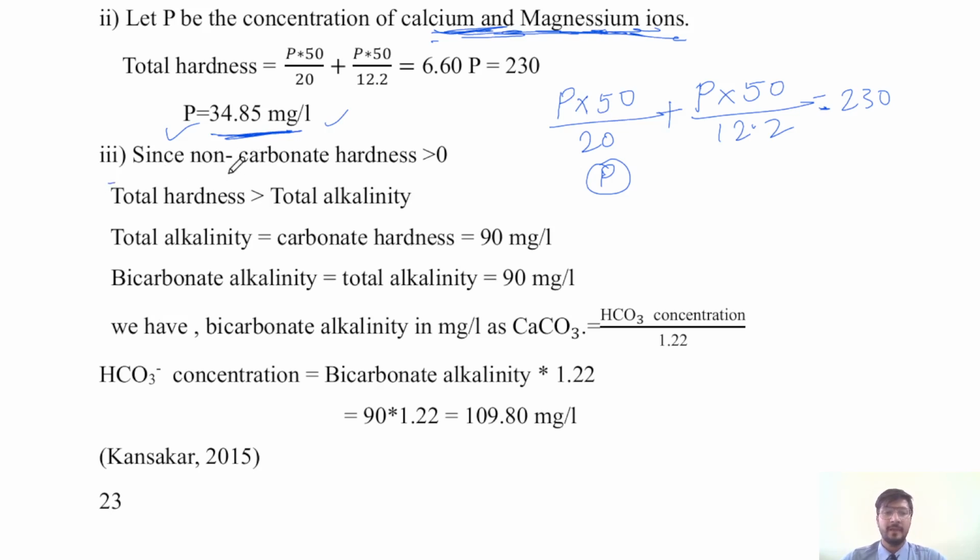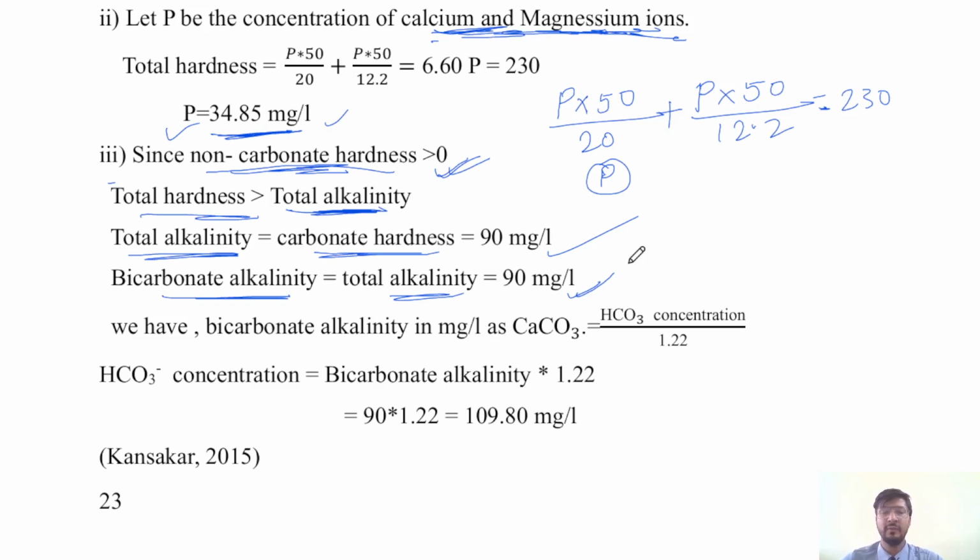Since non-carbonate hardness is greater than 0, as we already determined, total hardness is greater than total alkalinity. That's why total alkalinity is equal to carbonate hardness, that is equal to 90 milligram per liter. And bicarbonate alkalinity is equal to total alkalinity, that is equal to 90 milligram per liter.